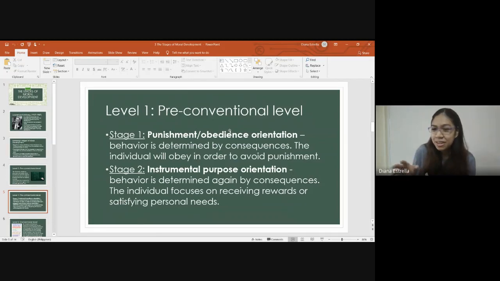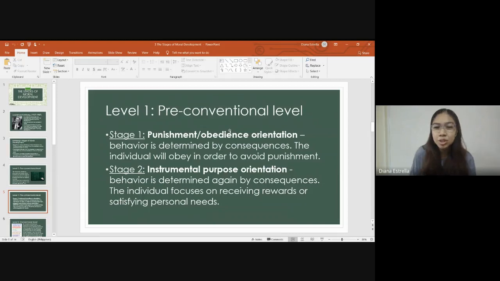Let's say for example, dun sa walang pedestrian lane, hindi ka tumatawid kasi mayroon manghuhuli, ganyan. Pero pag wala na yung manghuhuli, tawid pa rin. Okay. So, ibig sabihin, ginagawa mo lang yung tama kasi you are trying to avoid a certain negative consequence sa'yo. Okay. So, that's stage one.